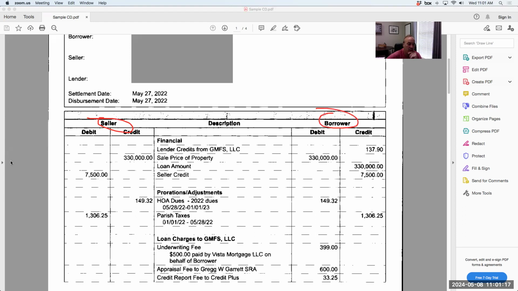Okay, so I normally just pay attention to the seller side and they all just sort of counteract, right? So if you see here, 330 is a credit to the seller and it's a debit to the borrower. So basic math here, it should all equal out and settle out. But for the sake of argument, pay attention right now to the seller side. So first things first, sales price. Is that correct? That's the first thing.